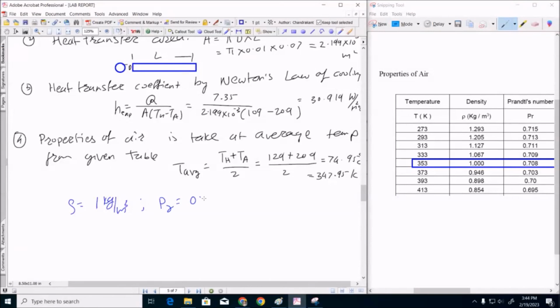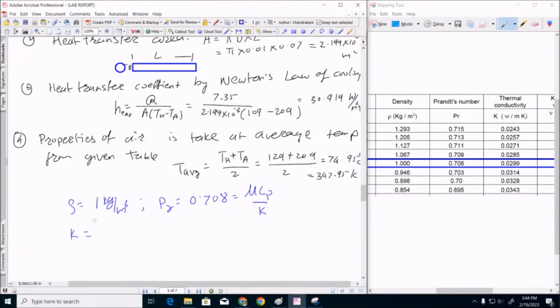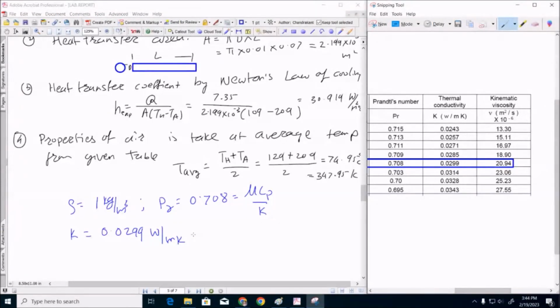Then Prandtl number 0.708 is equal to mu Cp by K, as I explained before. If this is not given, by this formula we can calculate. Then thermal conductivity of air is 0.0299 watt per meter Kelvin. And then kinematic viscosity, nu, is given as 20.94 into 10 to the power minus 6. Don't forget this unit, students forget it in the exam: meter square per second. So these are the properties given.